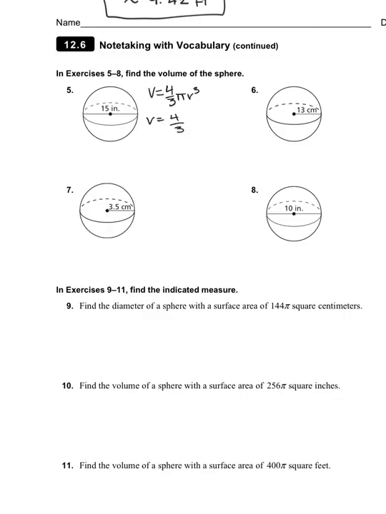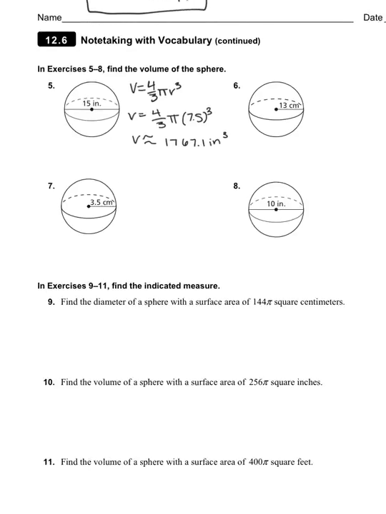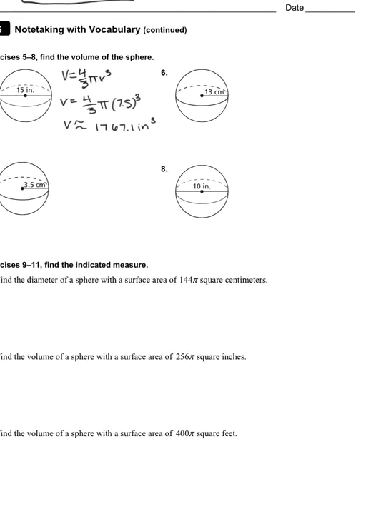So I've got 4/3 pi, and then my radius is going to be half of my diameter, so that's going to be 7.5 cubed. When you plug this into the calculator, you get that your volume is approximately 1,767.1 inches cubed. This is the volume, so make sure that you're using cubic units. For question 6, I would recommend that you pause the video and try the rest of these problems, and then unpause and see how it's done.